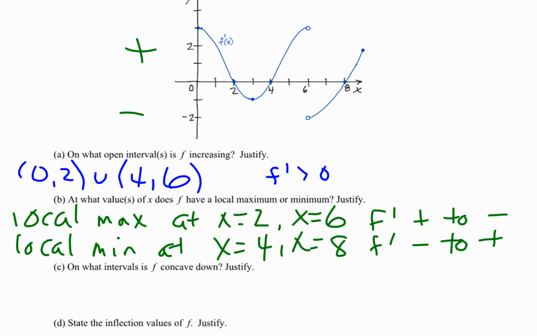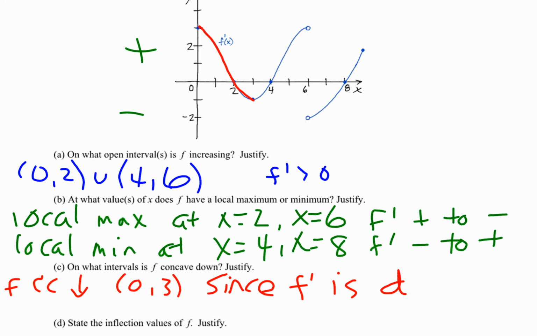On what intervals is f concave down? So we're looking for where f prime is decreasing. There, and that looks like it. So f is concave down on the interval from 0 to 3, since f prime is decreasing.